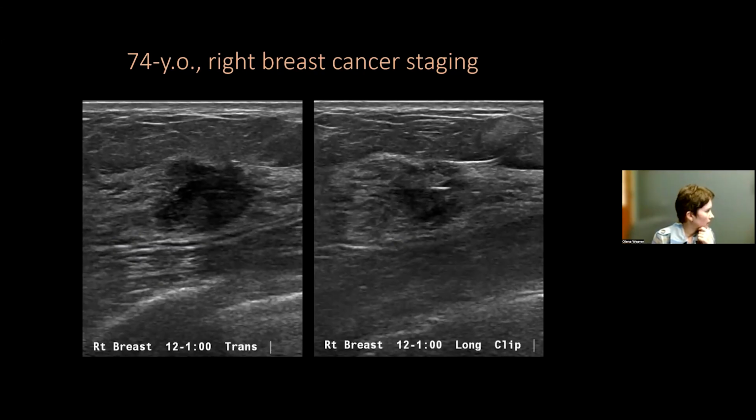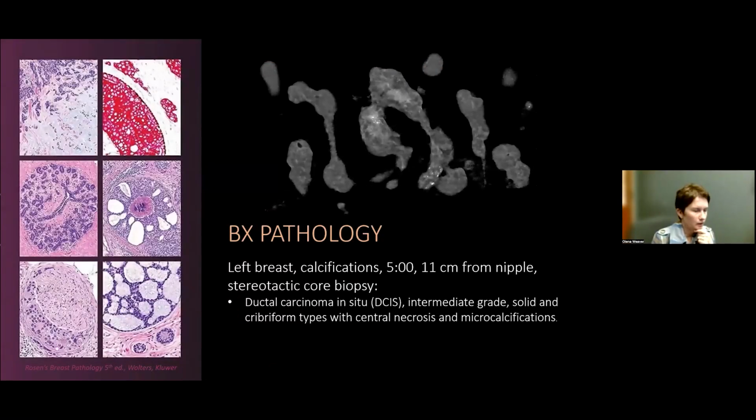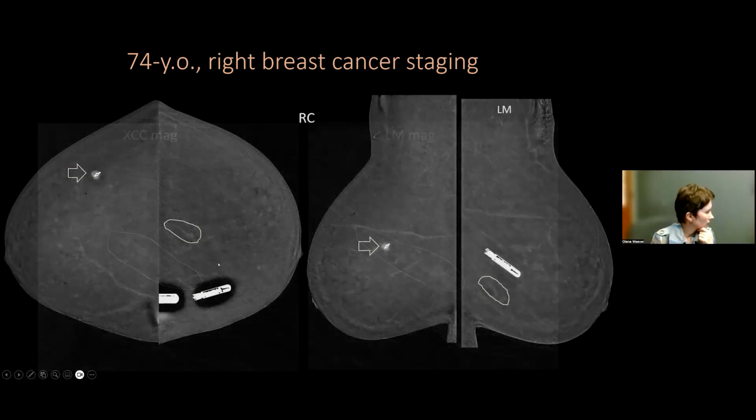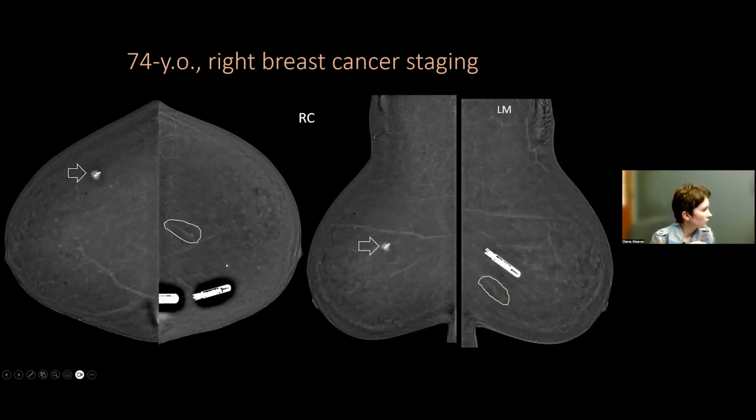On the right, as expected, there is a sonographic mass at 12 to 1 o'clock, and we already know that this is a cancer. But on the left, we ended up doing a stereotactic biopsy, and it was DCIS, intermediate grade, solid and cribriform pattern. So again, these are the calcifications, and these are her recombined images with linear non-mass enhancement.